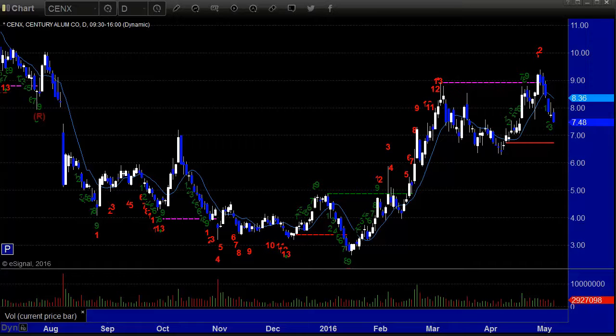Now what I want to say in advance is I scan a lot of stocks every night looking for chart patterns, and this is not about chart patterns. This is a completely different type of signal.